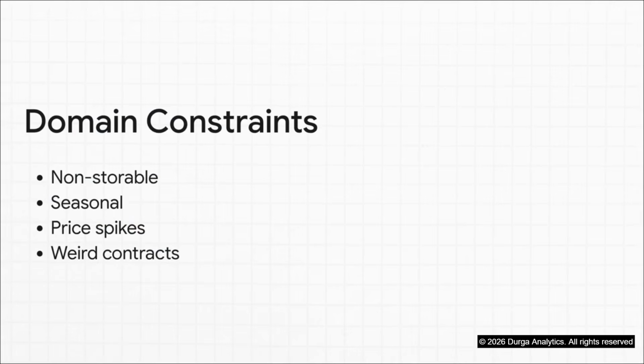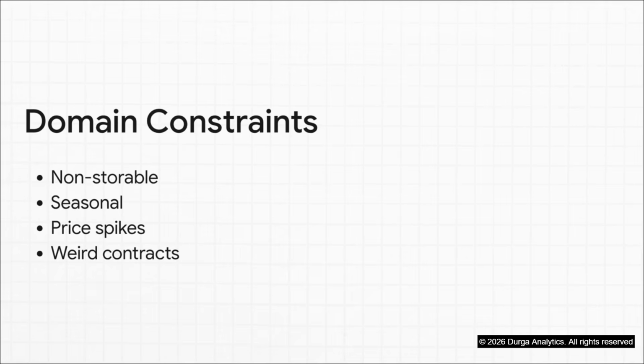These physical realities create some pretty severe domain constraints. Like we said, electricity cannot be stored in a warehouse. Its price is incredibly dependent on the weather. Pricing it requires optimizing intense physical constraints, like pipeline limits, or how fast you can inject gas into a storage cavern. And it involves these weird custom agreements.